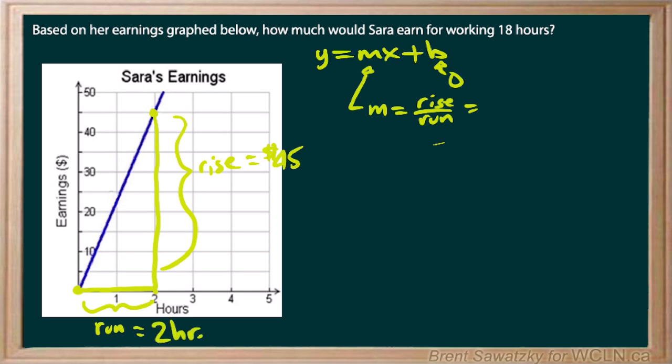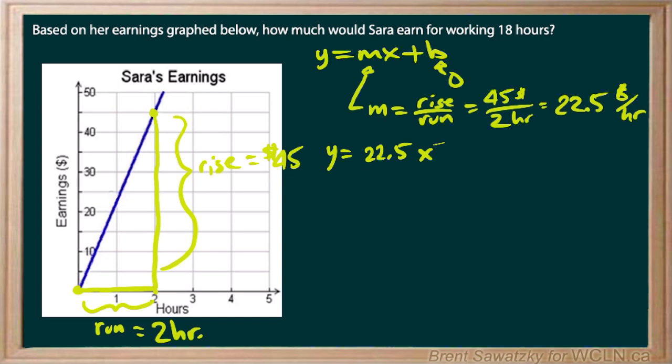And so now we can put that together and say $45 over 2 hours is 22.5, and our units would be dollars per hour. Okay, so now let's put this together as y equals 22.5 for our m, x, and then there was no b, so we'll just leave that off.